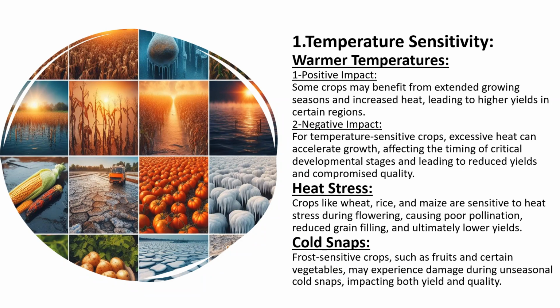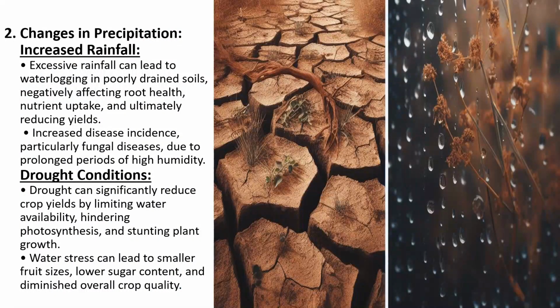Heat stress: crops like wheat, rice, and maize are sensitive to heat stress during flowering, causing poor pollination, reduced grain filling, and ultimately lower yields. Cold snaps: frost-sensitive crops, such as fruits and certain vegetables, may experience damage during unseasonal cold snaps, impacting both yield and quality. 2. Changes in precipitation.